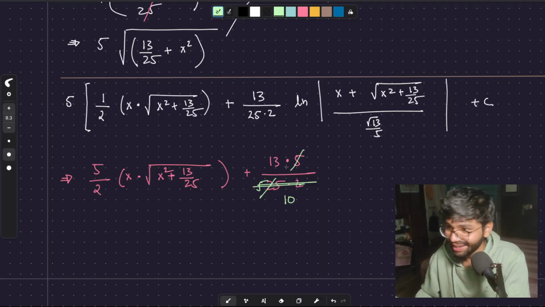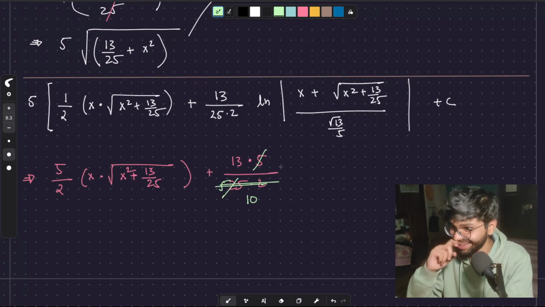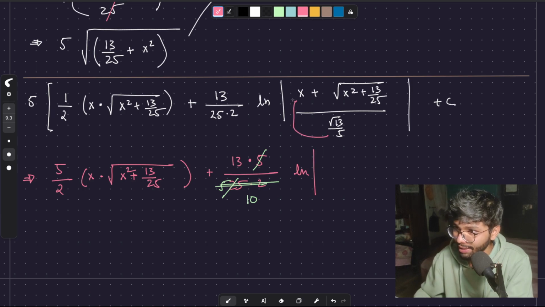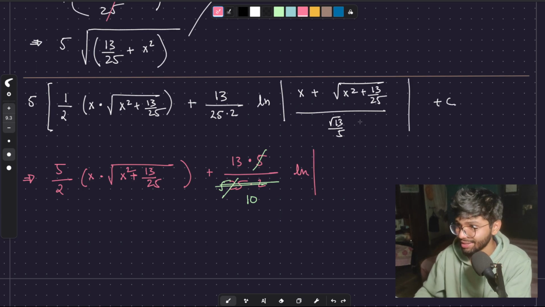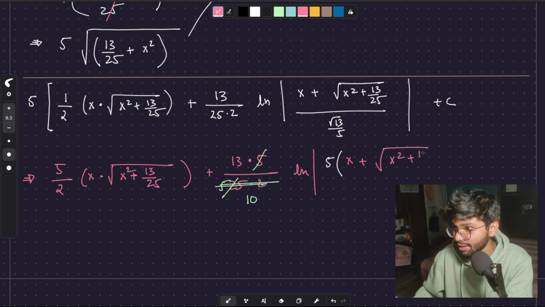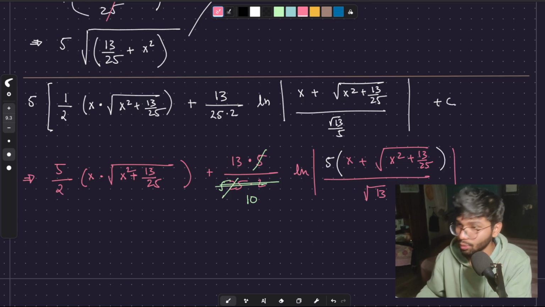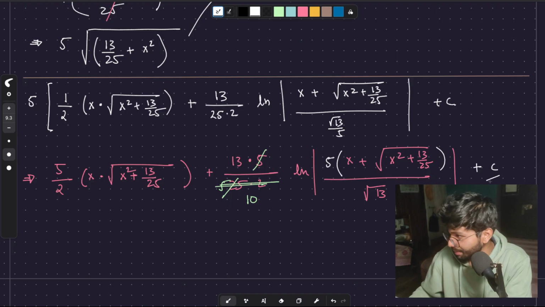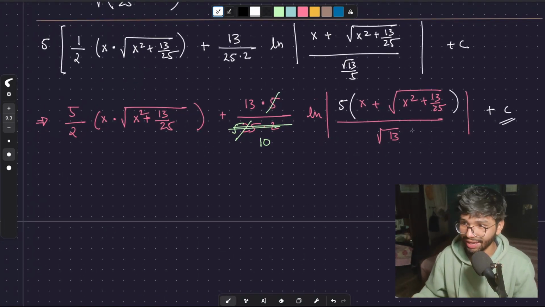Sorry about the messy handwriting, but I mean, it's all scratch work. That's how it's going to be in exam halls, at least for me. So, all right, so natural log, we're going to bring the 5 over there because this is being reciprocaled, if you know what I mean. So 5 and then multiplied by x plus this thing that will repeat itself. And in the bottom, we have a nice square root of 13. Do not forget the plus c, definitely. So we have the whole answer right here.